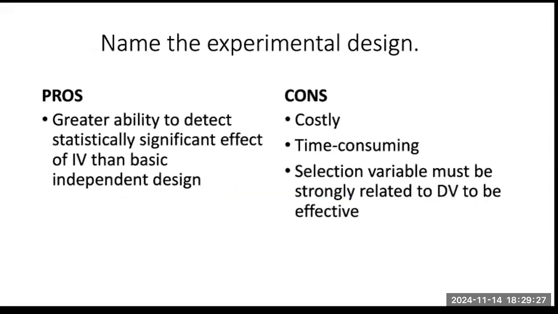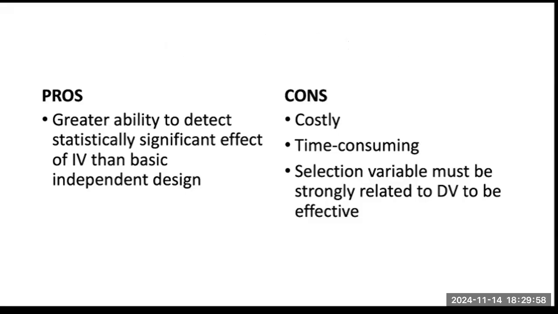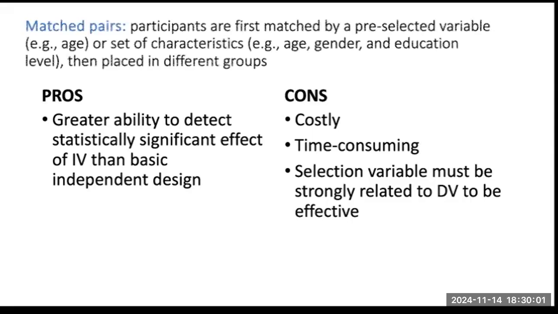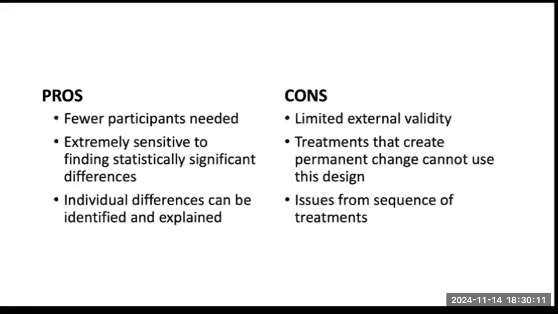All right, so pros and cons, which one is it? The pros are the greater ability to detect a statistically significant effect of the independent variable than a basic independent design. However, it's costly, it's time consuming, and there's a selection variable that has to be strongly related to the dependent variable to be effective. What kind of experimental design is this? This one's a matched pair, right? Matched pairs, participants are first matched by a pre-selected variable and then placed in different groups.